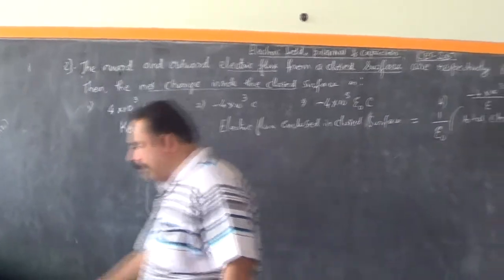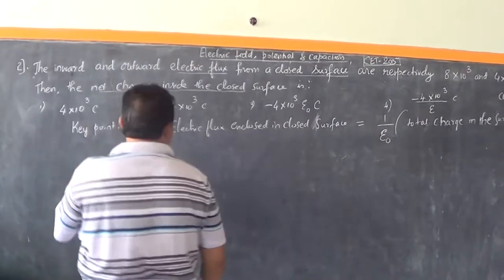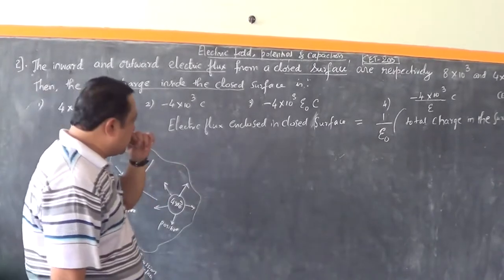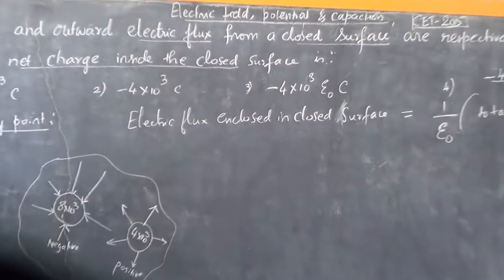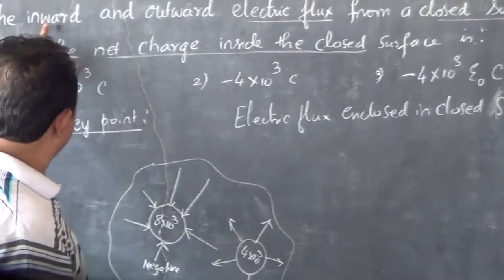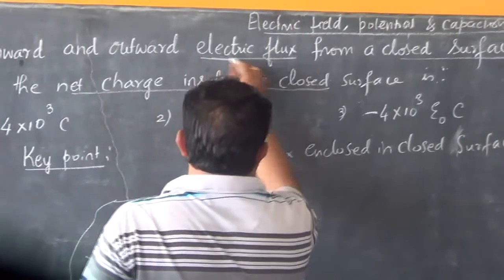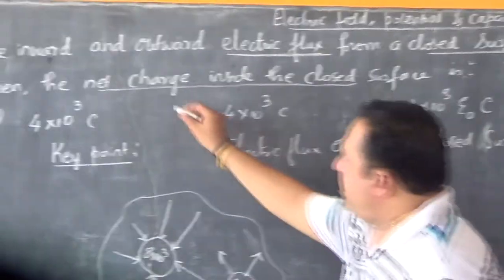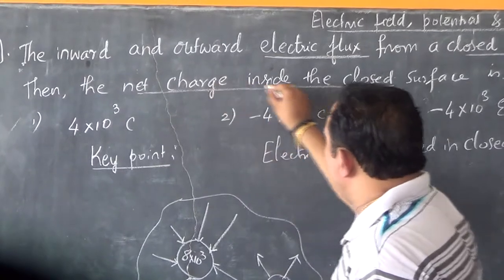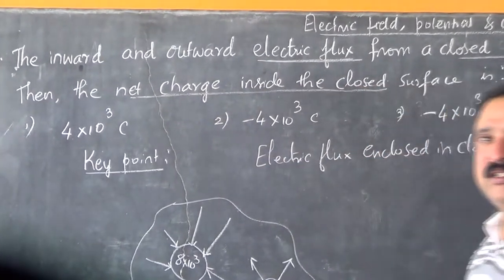If you read this problem, you will come to know that this is based on Gauss theorem. So the key point in this problem is the Gauss theorem itself, because you see the word electric flux, closed surface, and net charge or total charge inside the closed surface.